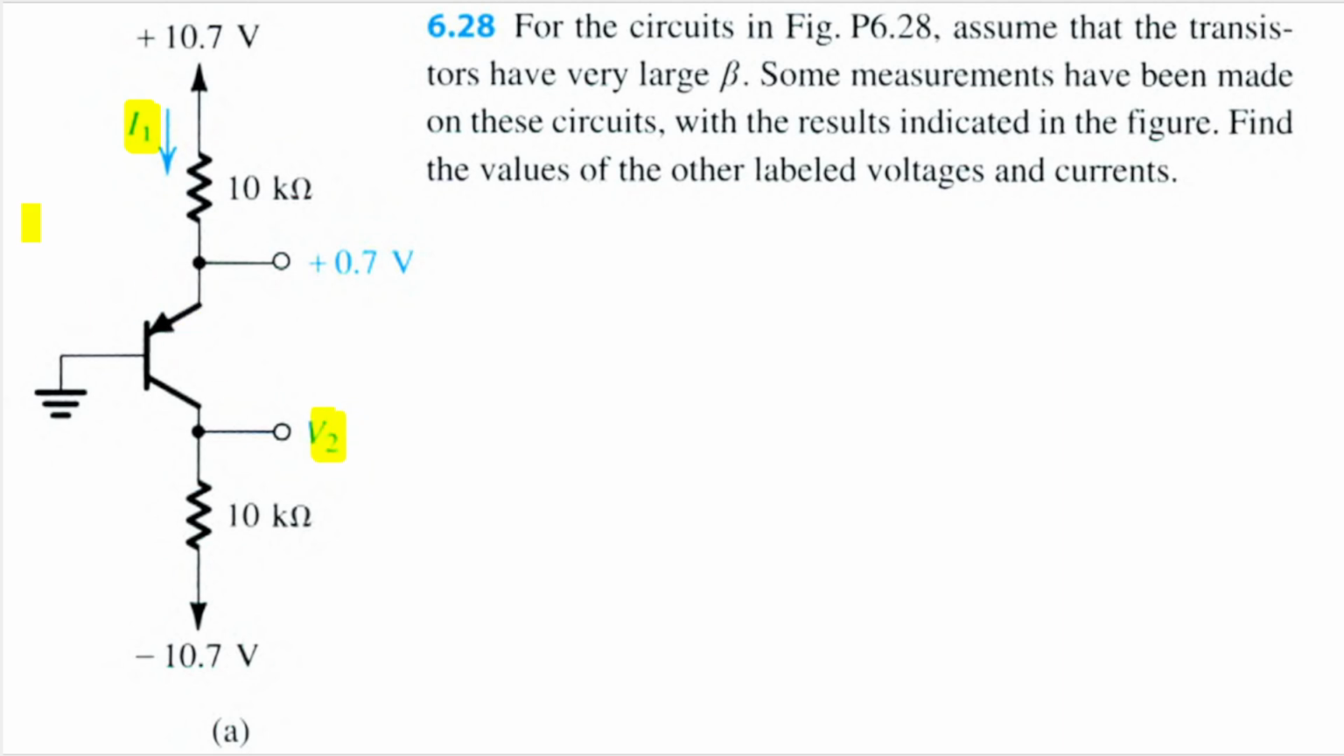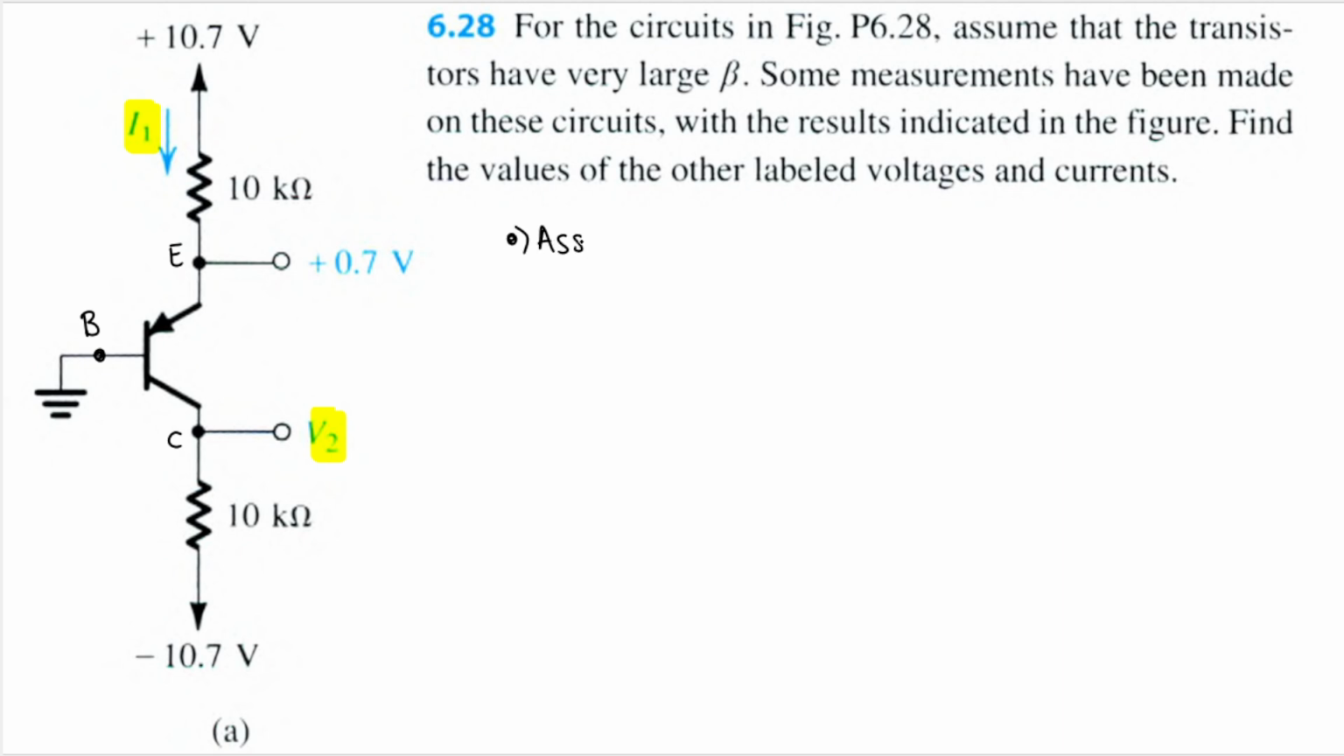Okay, and we have this BJT transistor here. Let's label its nodes. This is the base, and this is the emitter, E. And then this one here is the collector. Okay, great. And let's make an assumption.